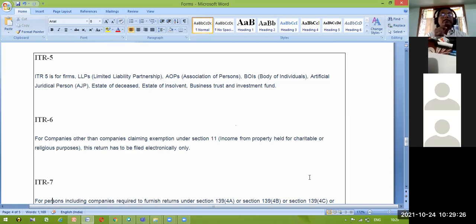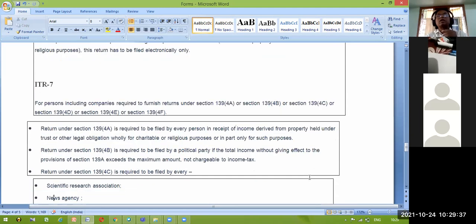Other than that, the return has to be filed electronically only. And these people only go for e-filing. Anyway, everybody is going for e-filing now. And number 7, the last one, will take another 1 or 2 minutes. For persons, please see number 7.